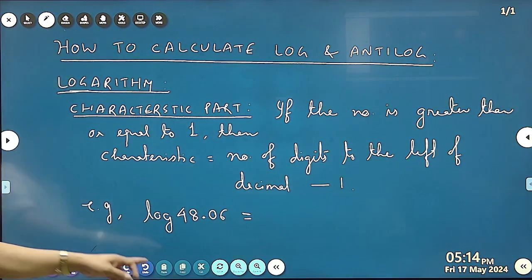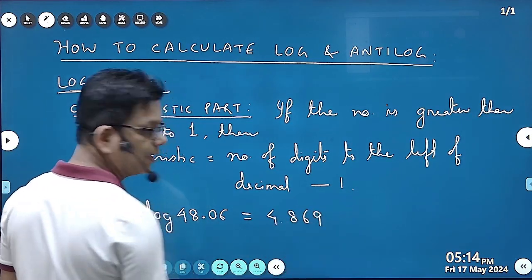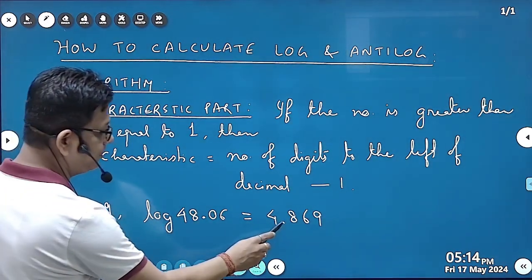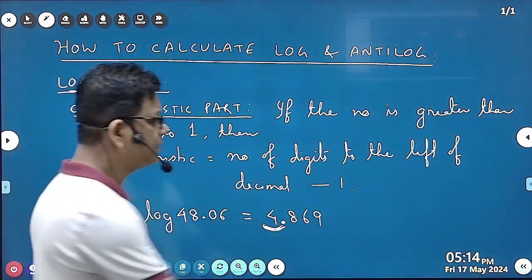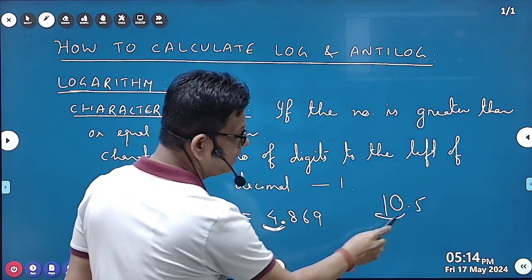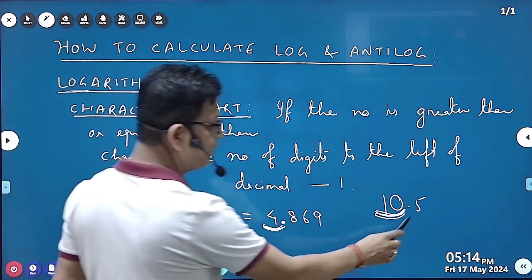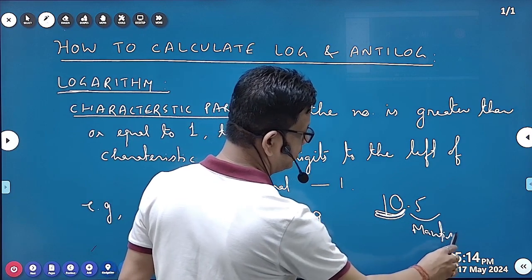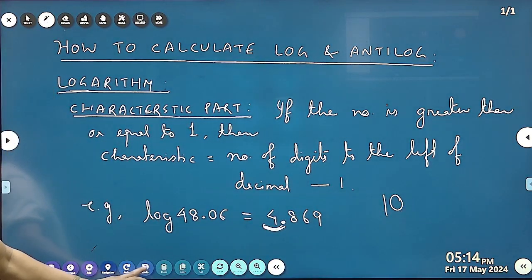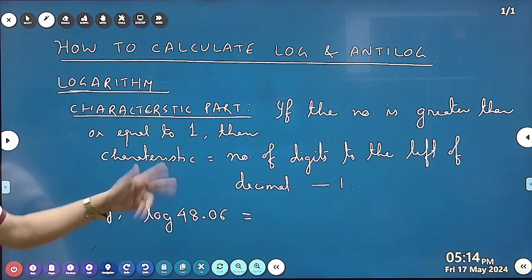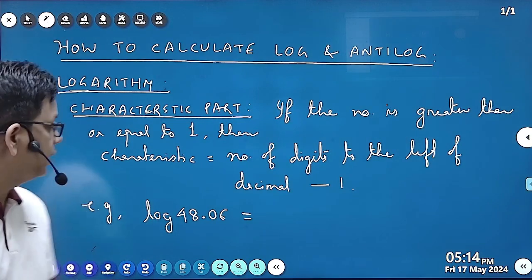Now, in the logarithm, suppose we get the answer 4.869. The characteristic part is the part before the decimal. Suppose you got 10.5 in the exam. Here 10 is the characteristic part. I am basically saying how to find the characteristic part. The decimal part is called the mantissa. It is the same for both, and you will not take much time to understand it. But if you understand the characteristic part, then you will easily be able to find the logarithm. In exams, this table will be given with the question paper, so you need to find the log and anti-log from there.